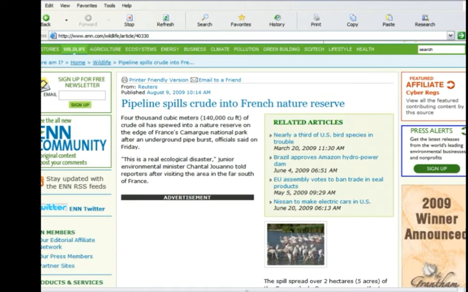Pipeline spills crude into French nature reserves. See, we have pipelines. If the pipelines for the fuel or the oil get leaked, what will happen? The oil will come to the natural resources and damage them. If it enters the water sources, it will damage the freshwater ecosystem. So it's a great problem. This is a real ecological disaster, Junior Environmental Minister Chantal Jouanno told reporters after visiting the area in the far south of France.